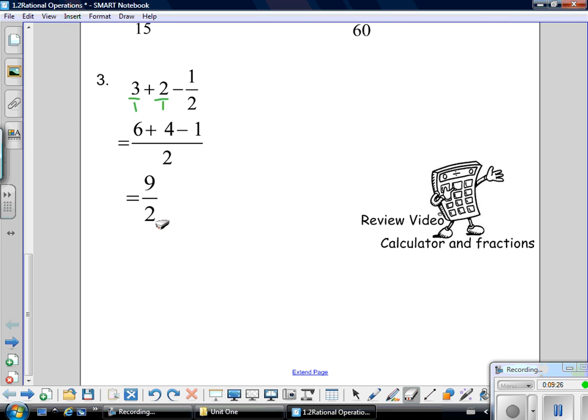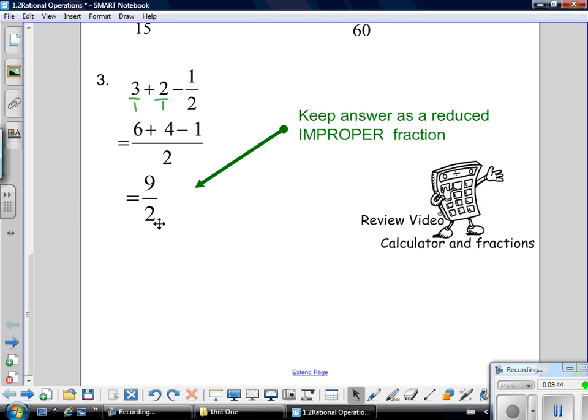Now, although this is an improper fraction, it is reduced into lowest terms. In high school, we often leave it in improper reduced form. So in other words, I want you to keep it as an improper fraction. It's more useful to us in this form.